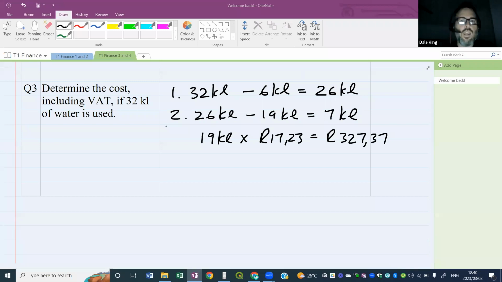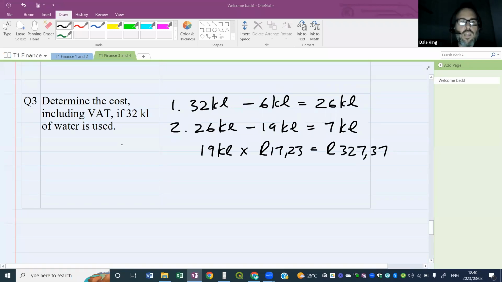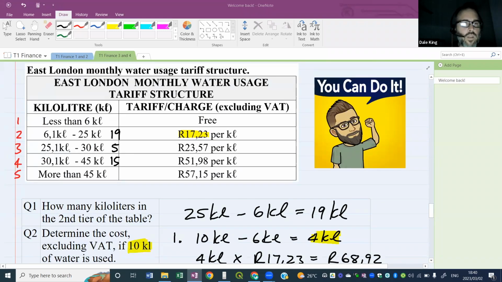The 7 kiloliters, how many kiloliters are there in the third tier? There's only 5 in the third tier. We're going to go through that tier and into the fourth one because there's only 5 from 25 to 30. We've got 7. So we're using all the water in the third tier, and we're going to go into the fourth one. We'll see what happens there.